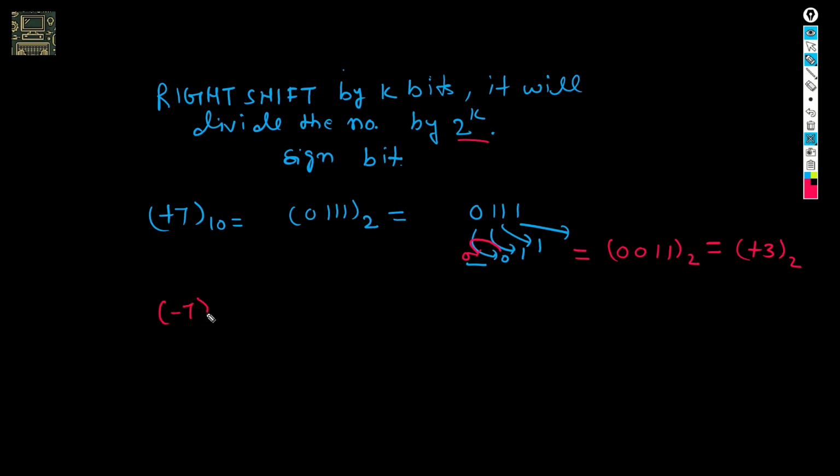Similarly, if I have the value minus 7, what will be the representation of minus 7? This will be 1001 in 2's complement form. If I shift it by 1 bit, this 1 will be discarded, the other bits will move right, and there will be a vacant position. This vacant position will be filled by the sign bit 1. So my number will become 1100.